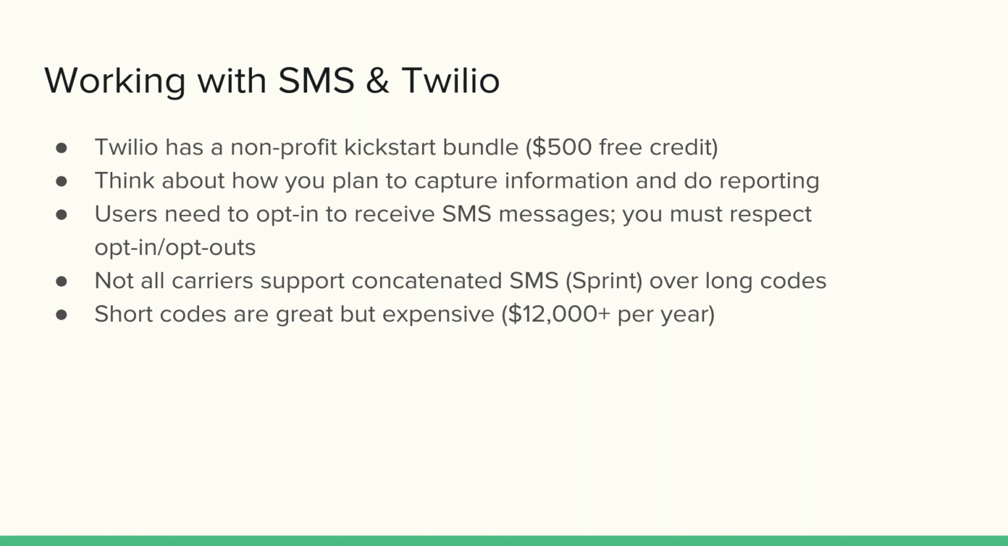We ran into some issues, particularly with Sprint using long codes, which are the standard SMS telephone number, that those were getting broken up, and we had some where the users would get 30 text messages on Sprint and one message on everybody else. The only real way around that is to look at short codes, which are those nice little 5- and 6-digit text messaging numbers. Even with nonprofit pricing, it's still about $12,000 to $15,000 per year, depending on whether you want a vanity number or not.